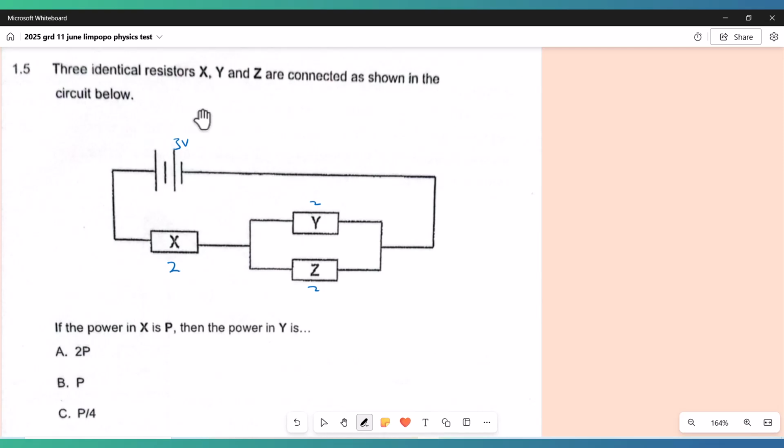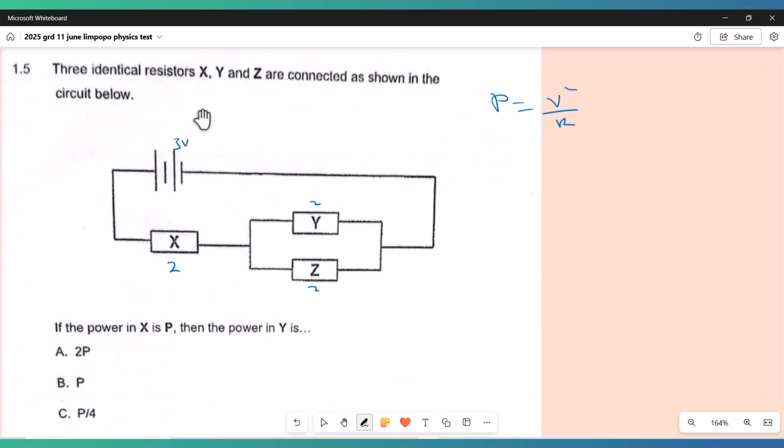They say that if the power in X is P, then the power in Y is going to be what? So I'm looking for the power in X, and then the power in Y. I'm going to compare the two. So how do you find the power? The power can be given by P equals V squared divided by what?